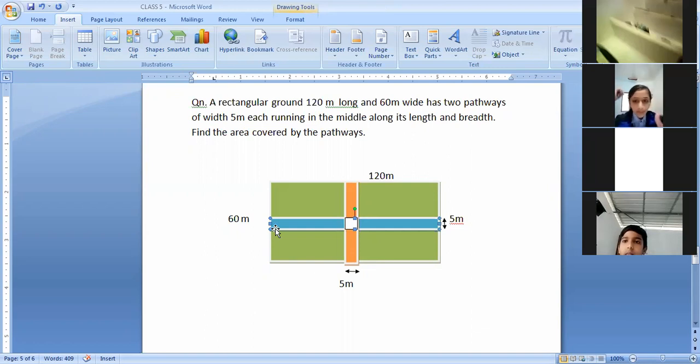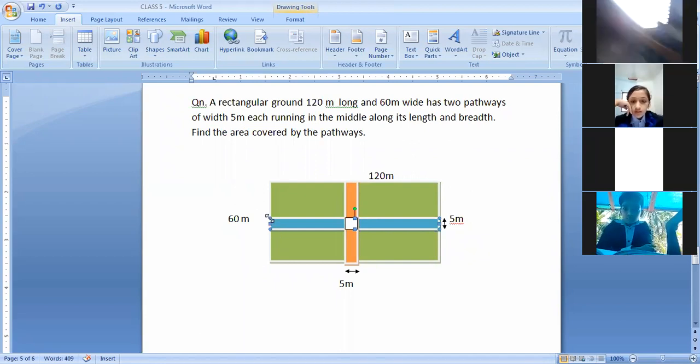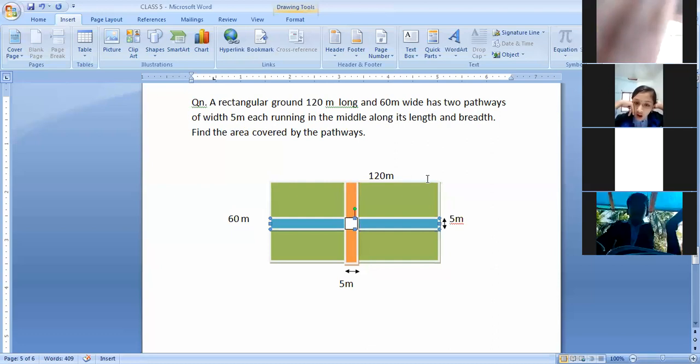What is the length of that pathway? 120 meter. So its length is equal to the length of the rectangular ground, right?